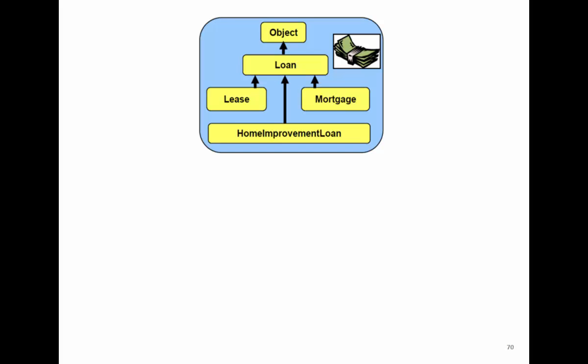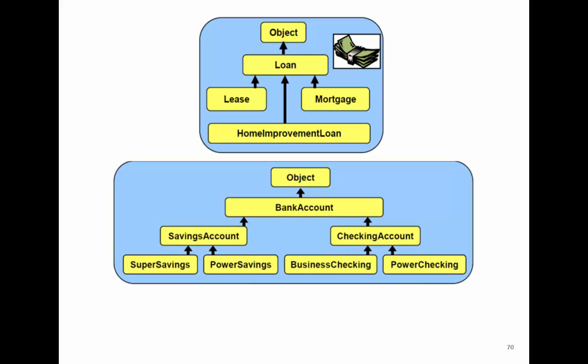This is another example for the business. You have an object at the top of the hierarchy, you have a loan, and then you have three types of loans: lease, mortgage, and home improvement loan. Now, how do you come up with this hierarchy? It is based on the requirements of the application.